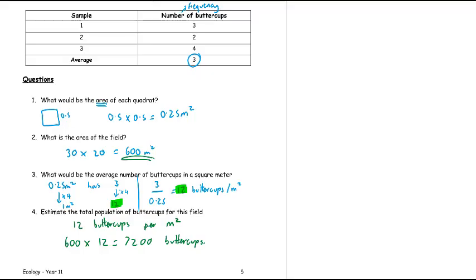Now, just to link this with what we've talked about a little bit, this is a little sample, because they've gone out into this massive field and they've only counted a few areas. So let's think about the three R's. Was it representative, reliable, and random?